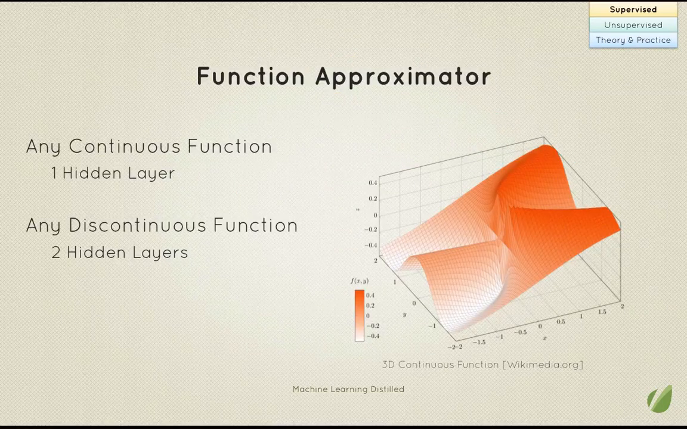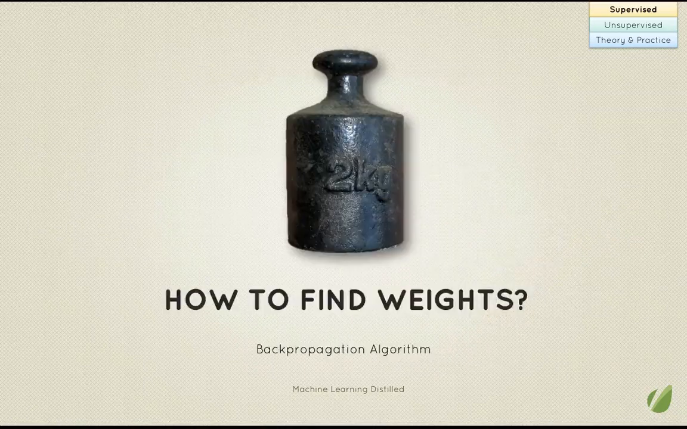The interesting thing about neural nets is that they can approximate any function. With one hidden layer, they can approximate any continuous function. And with two hidden layers, they can even approximate discontinuous functions, as long as they have enough data. Now the question we always end up asking is, how do we find these weights? If all the magic is in the weights, how do we find the weights?